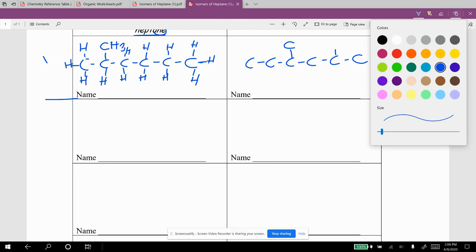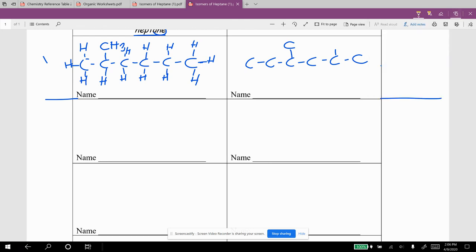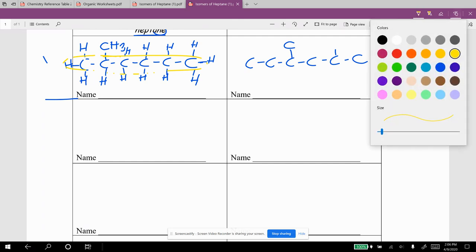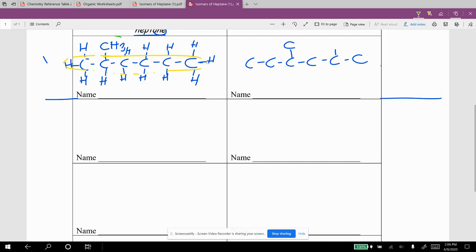Okay, so I'm going to do a yellow circle instead. I'm going to circle my longest carbon chain. Any carbon outside the circle is considered a branch. Maybe I'll just use this green for my branch here. There's my branch. So then when I give this a name, I need to count the longest chain, which in this case is 6. And the prefix for 6, according to table P, is hex.